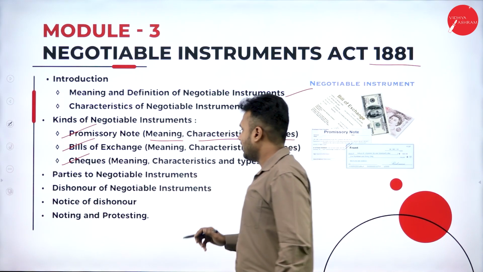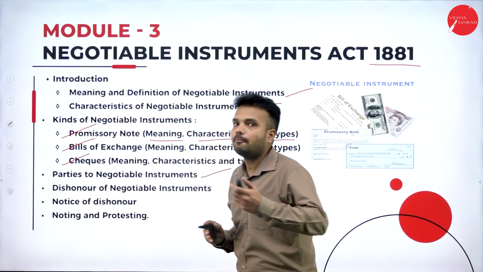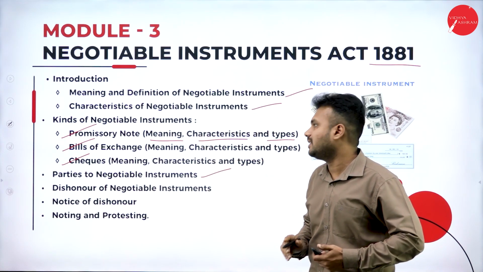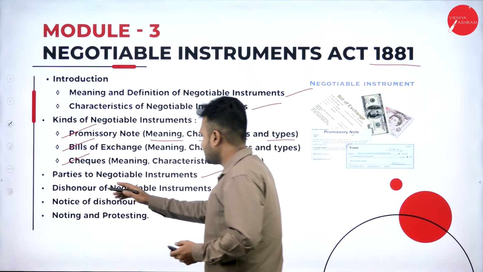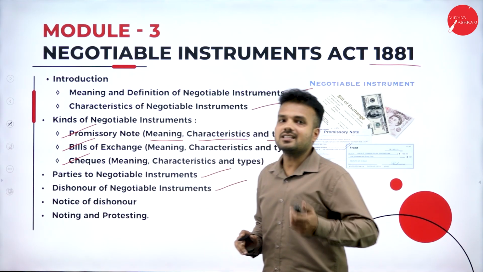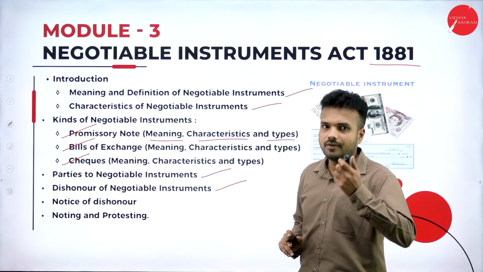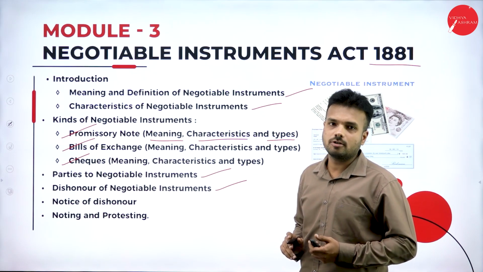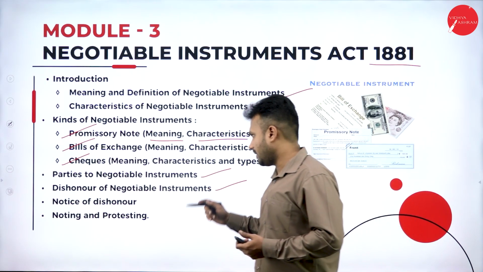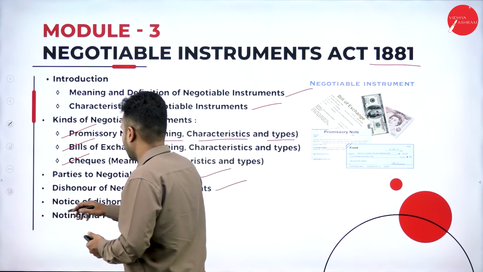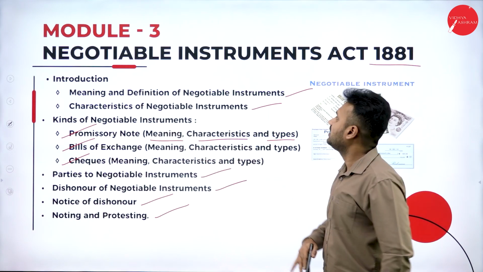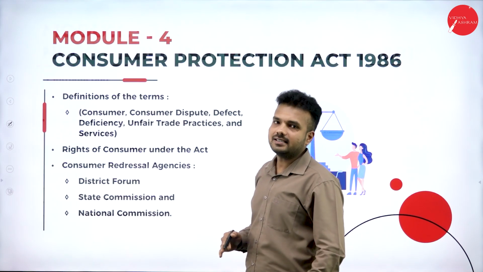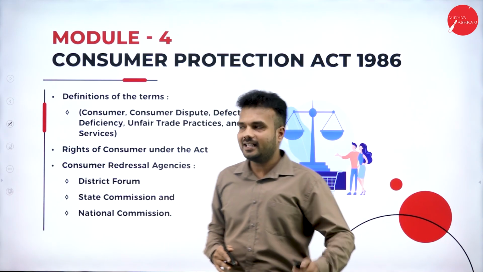Parties to negotiable instrument. Who are the two parties who are going to participate in the exchange of a negotiable instrument? Discharge of negotiable instruments. There are certain terms and conditions which come under the Negotiable Instruments Act 1881 that must be followed in India. Notice of dishonor, noting and protesting. These are the topics we are going to learn under the Negotiable Instruments Act 1881.